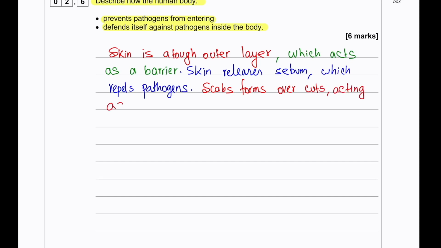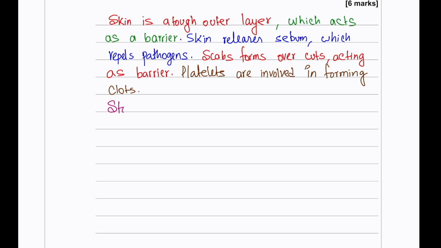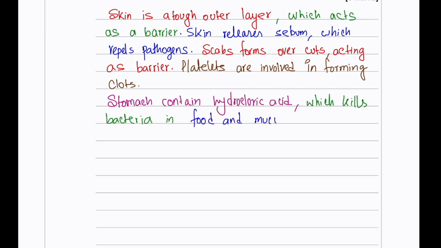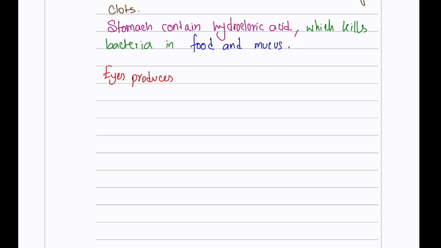With the stomach, we can say the stomach contains hydrochloric acid. It kills bacteria in food, and the bacteria in the swallowed mucus from the airways. All of these are killed by the stomach hydrochloric acid. With the eyes, we can say that the eyes produce tears. It contains enzymes that kill bacteria. The tears also have antiseptic properties. We can talk about that.